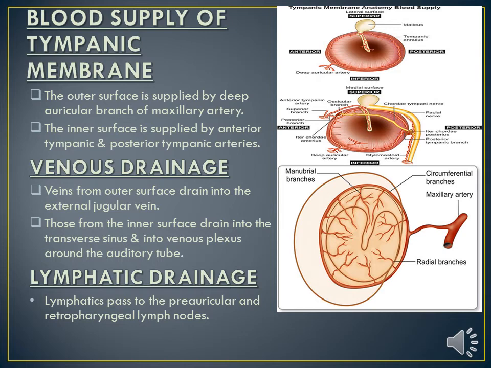drain into the transverse sinus and into the venous plexus around the auditory tube. Lymphatics pass to the preauricular and retropharyngeal lymph nodes.